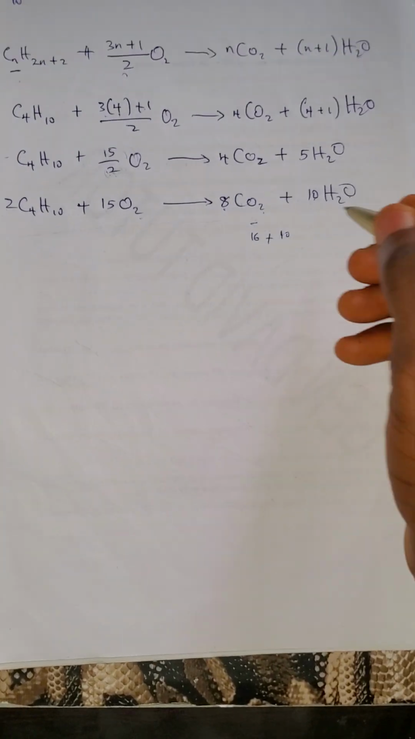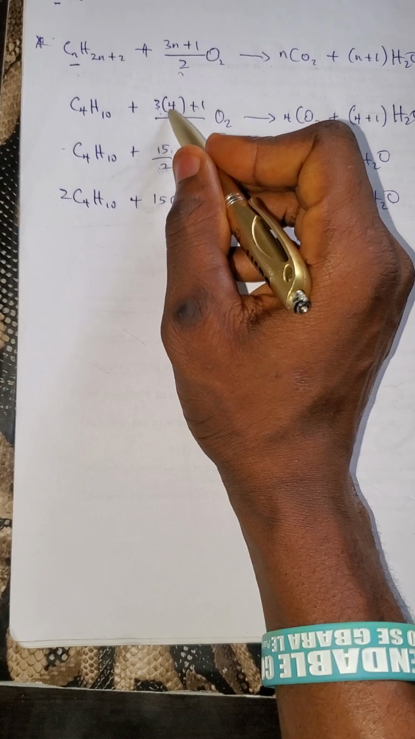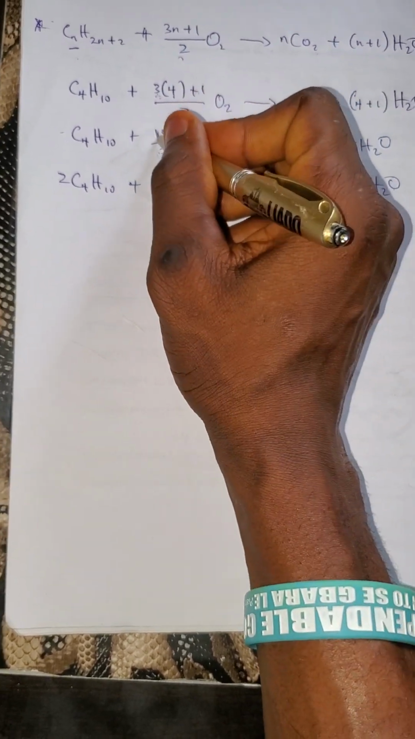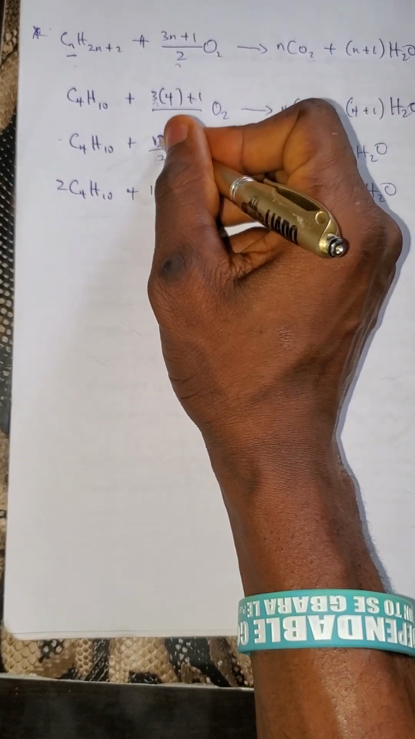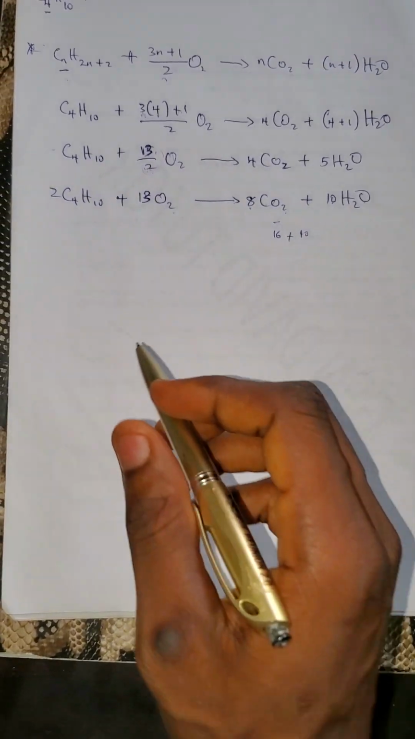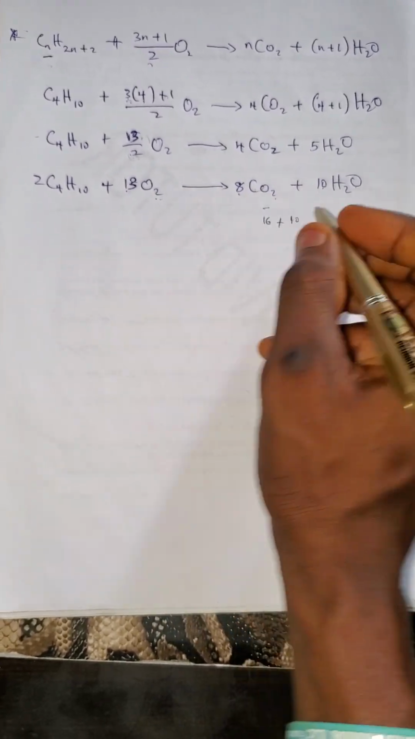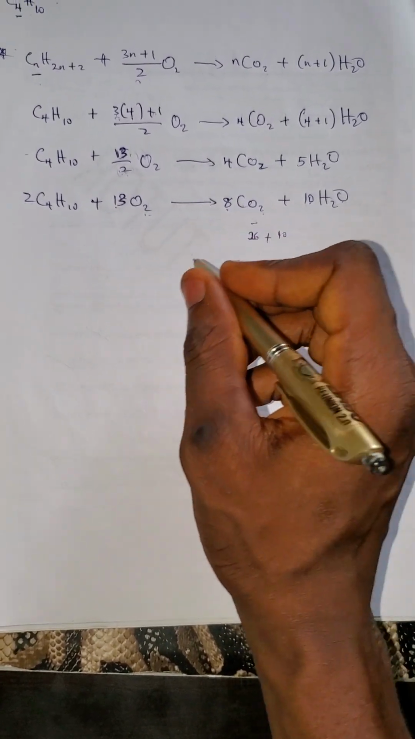Yeah, that's 10. Sorry, if you observe, there's a mistake here. That's 3 times 4, that's 12, plus 1, that's 13. So this one is 13 here, so it's not 15. This place is supposed to be 13. If you check, it affects the number of oxygen. So it will be 13 times 2 here, that's 26. So this place is 26.